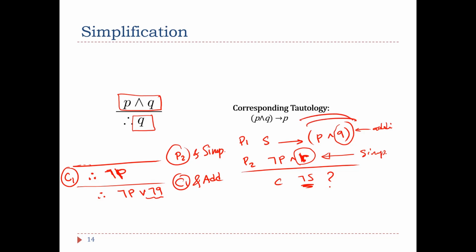Now let's call it the conclusion C2. Now using C2 and De Morgan's law, since any valid equivalence rule can be used as an inference step, I can now conclude that I have not (P and Q). So this is my third conclusion.